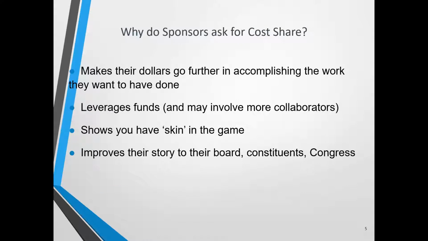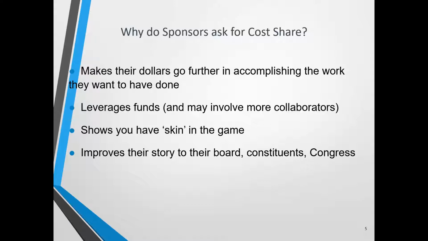Sponsors ask for cost share for a variety of reasons. One of the biggest is that it makes the dollars that they have go further so that they can get more work done that meets whatever mission they're trying to meet. Some of them like to have it because they see the organization as involved in not only doing the work, but also benefiting from the outcome, because they're putting their own funds against the work. A big reason with some of the federal sponsors is that it improves how much they can say they accomplished to whoever they're reporting to.